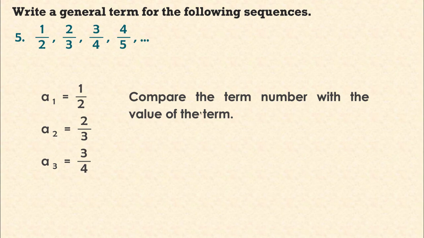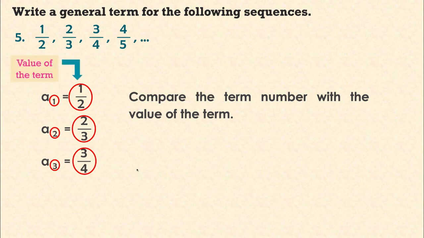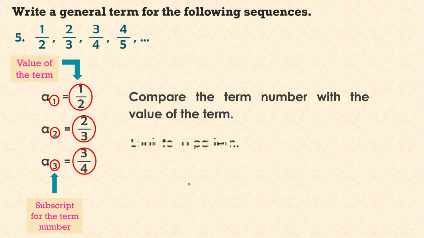So what we can do is, let's again compare the term number with the value of the term. So term number 1, value 1/2. Term number 2, value 2/3. Term number 3, value is 3/4. And then try to look for a pattern. So what pattern do you see here? Notice that the subscript, or the term number, is equal to the numerator here in the value.